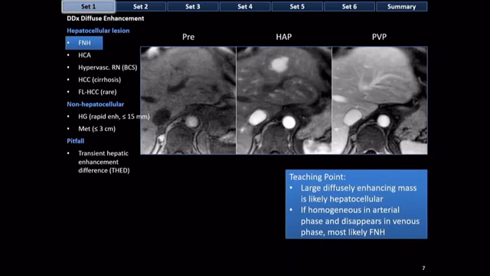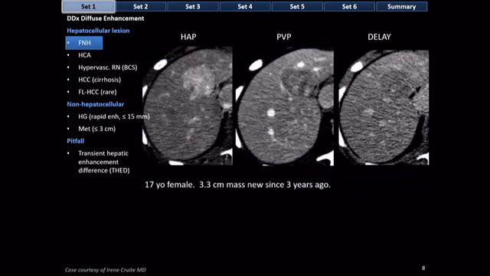Can I again say with 100% certainty this is an FNH? Not based on these images alone, but I can suggest it. Now here is an example of a lesion that shows fairly homogeneous enhancement in the arterial phase, but this lesion does not disappear in the portal venous phase or delayed phase.